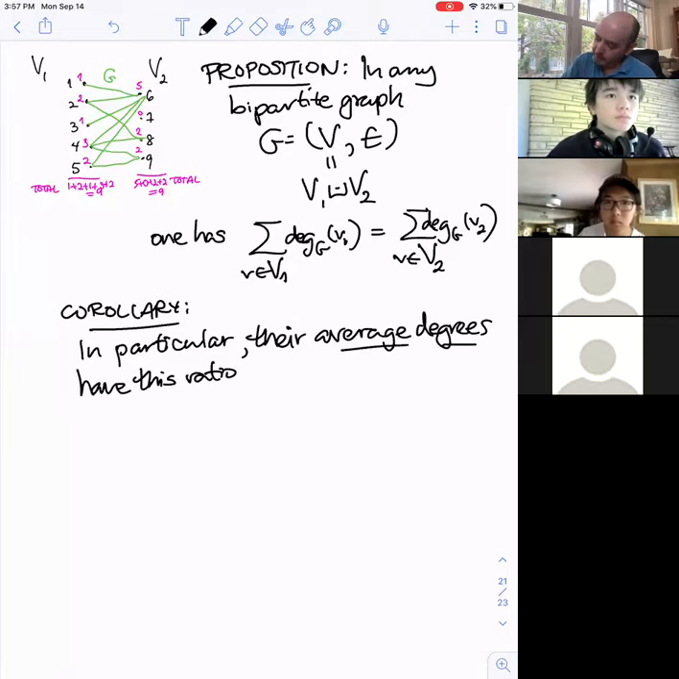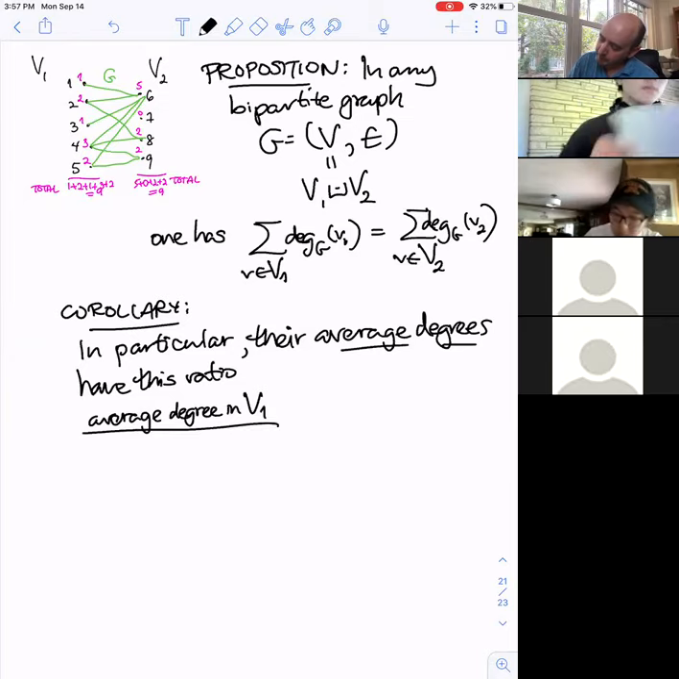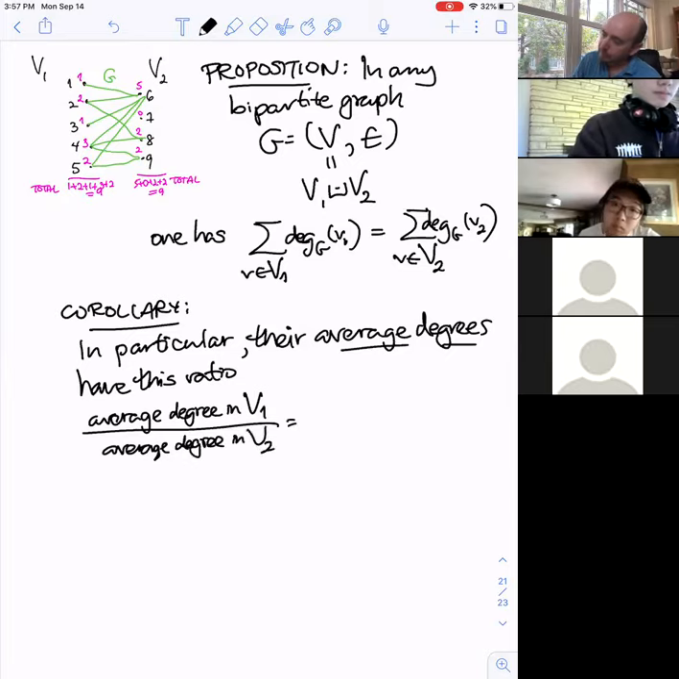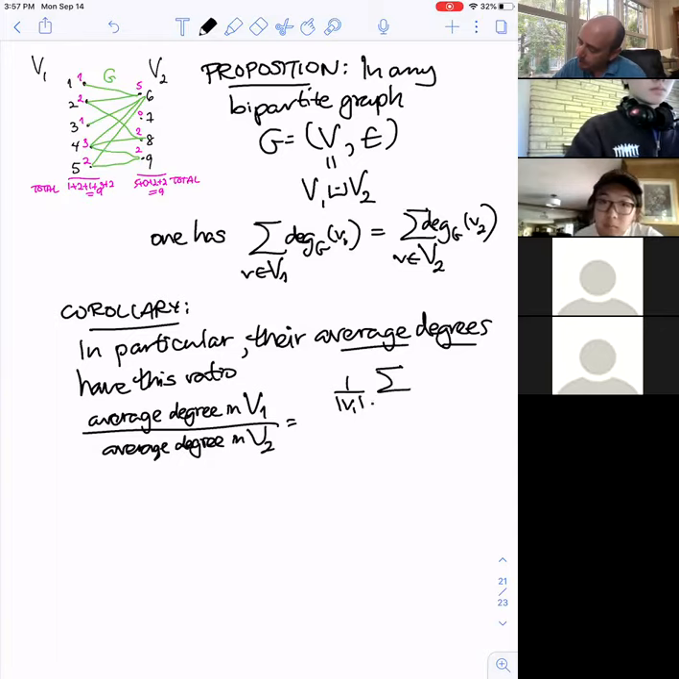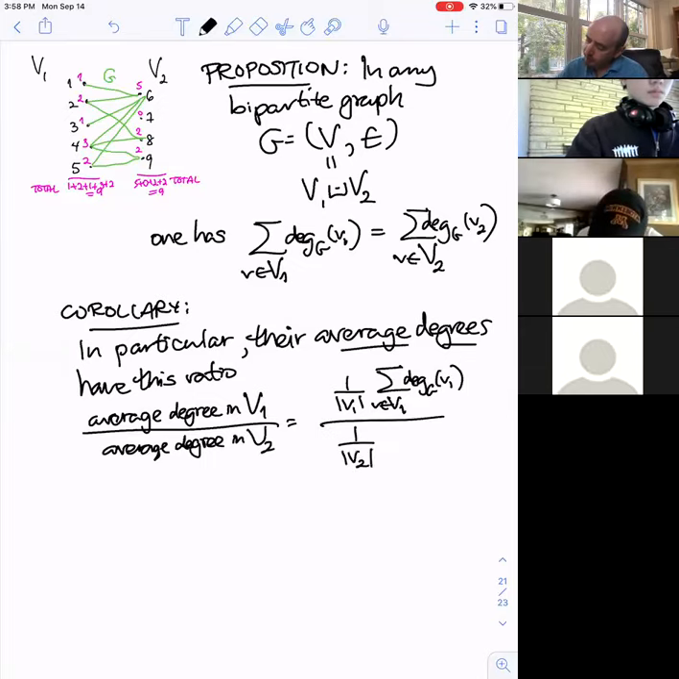Okay, so what do I mean? Average degree in V1 divided by average degree in V2. So let's think about that. How do you compute the average degree in V1? What you would do is you'd say 1 over the size of V1, and you'd sum over the vertices in V1, take their degree. What would you do to get the average vertex degree in V2? You would take 1 over the size of V2, and you would sum up their vertex degrees.